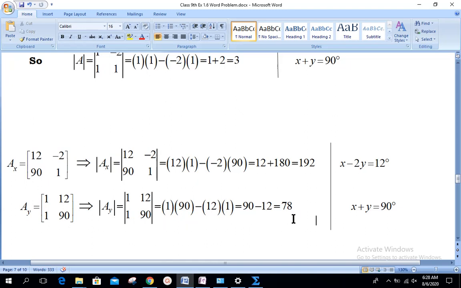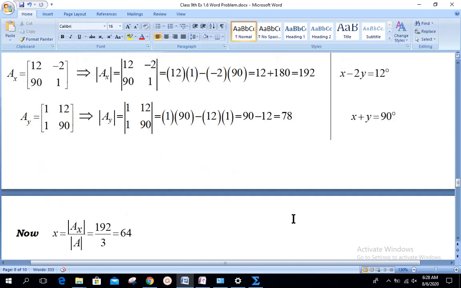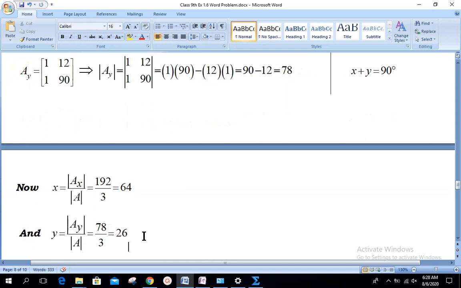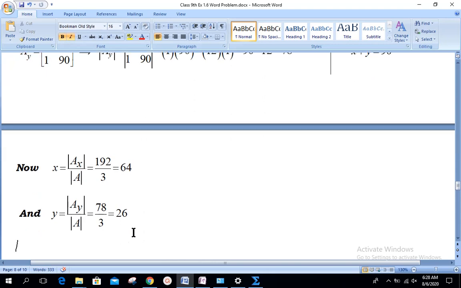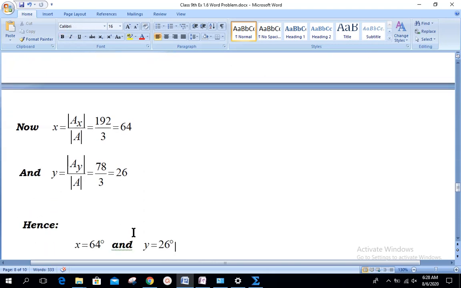That is my answer. Now we have x is equal to AX determinant over A determinant, putting the values 192 over 3 is equal to 64, whereas y is equal to AY determinant over A determinant, putting the value 78 over 3 is equal to 26. So I calculated the two answers. My one acute angle is 64 degrees and another acute angle is 26 degrees.